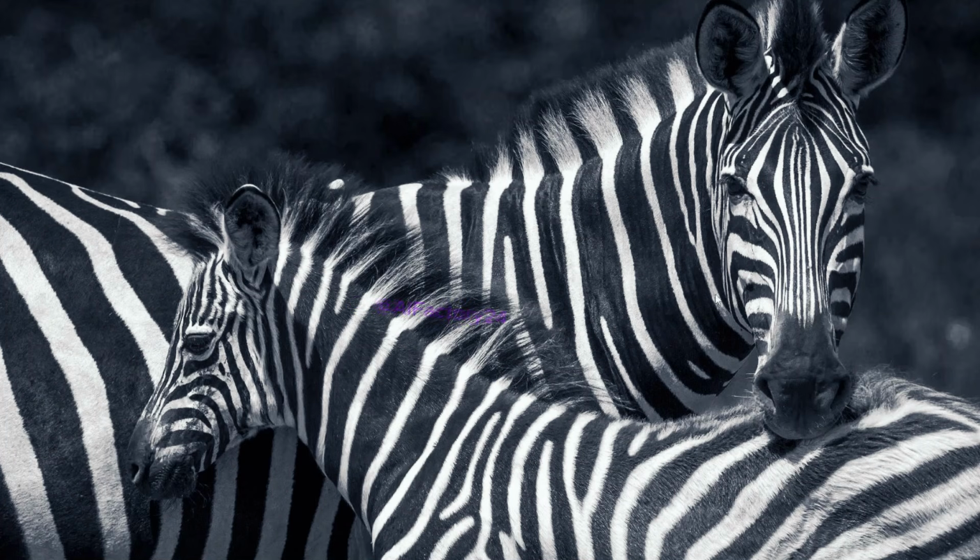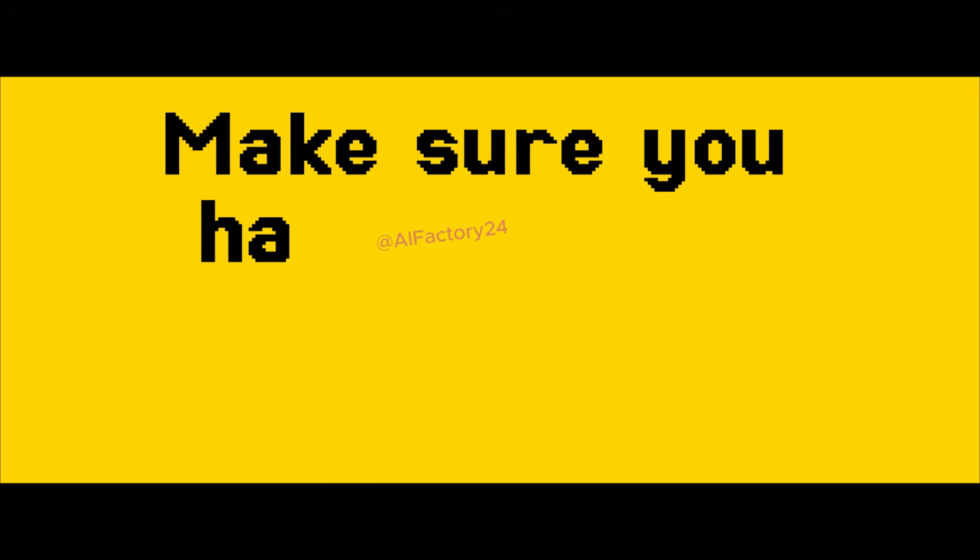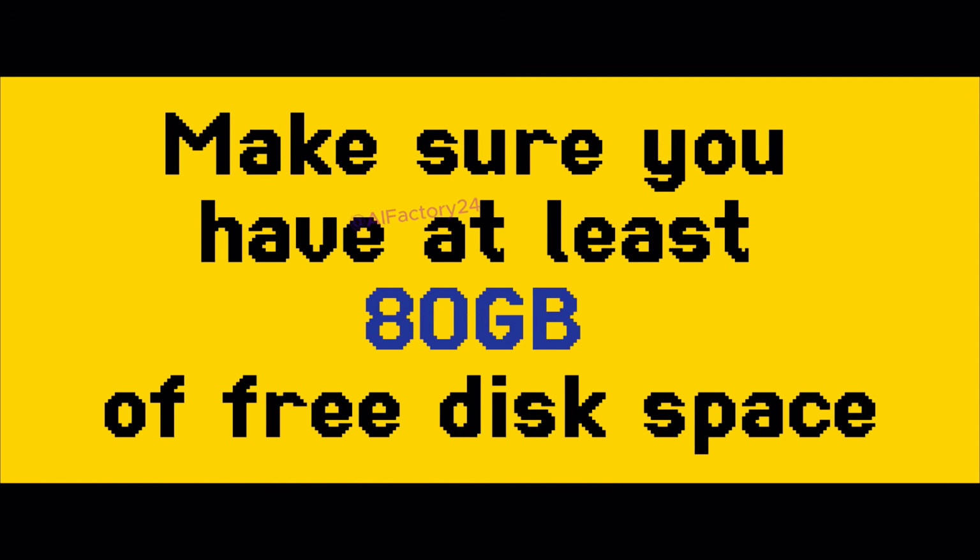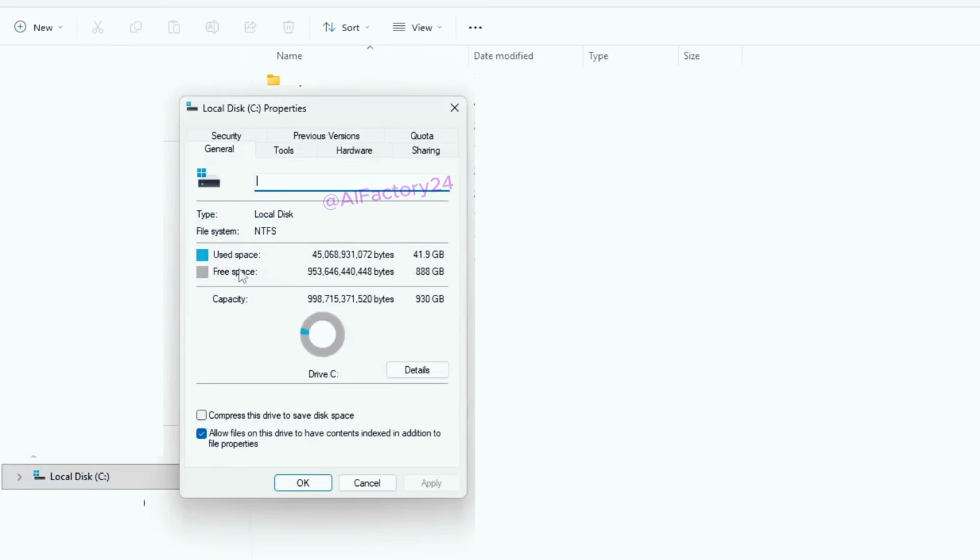Before we install a Linux virtual machine on Windows, there are a few important prerequisites we need to take care of. These steps ensure your system is ready and prevent errors during installation. 1. Make sure you have at least 80 gigabytes of free disk space. Open File Explorer and right-click on the drive where you plan to install the VM, usually the C drive. Select Properties and check the available free space. You'll want at least 80 gigabytes free to comfortably run a Linux virtual machine.